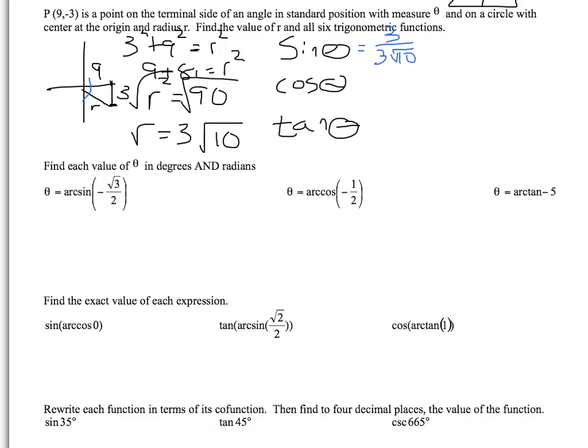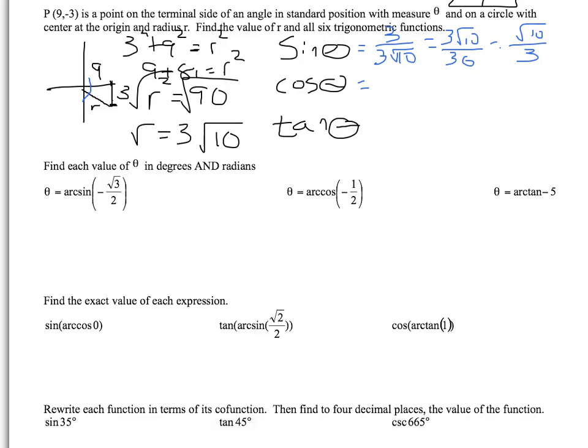Okay, I can't leave it like that, so I rationalize. I can just multiply by the radical 10. In the numerator, I get 3 radical 10. In the denominator, radical 10 times radical 10 will be a 10. Times 3 is 30. Then I can reduce the fraction. The fraction will reduce to radical 10 over 3.